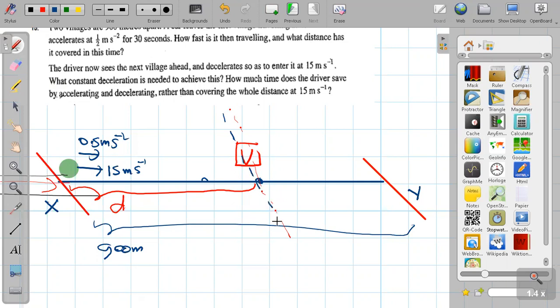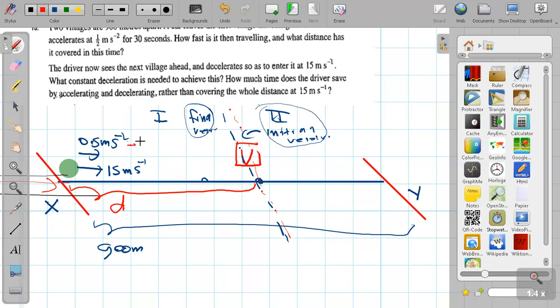Listen carefully now. For the first half, this v is the final velocity. But for the second half, this v is the initial velocity. This is the final velocity for the first half. For the second half, that is the initial velocity. This has an acceleration of a. Right. Now I'm only considering the first half.